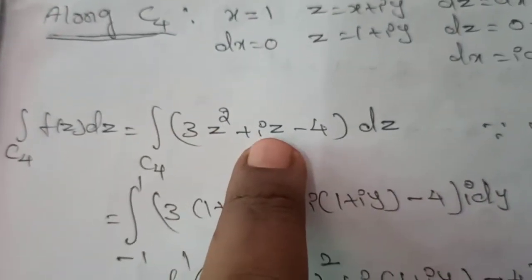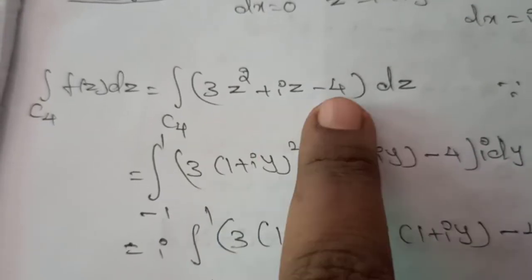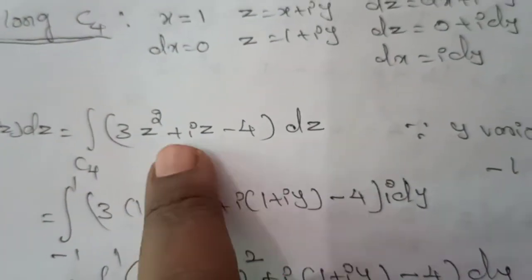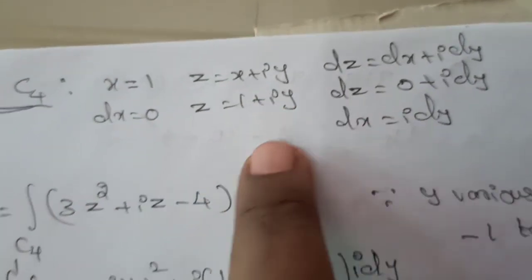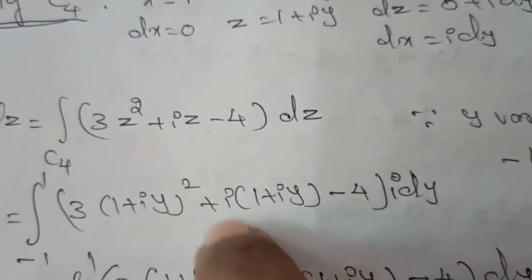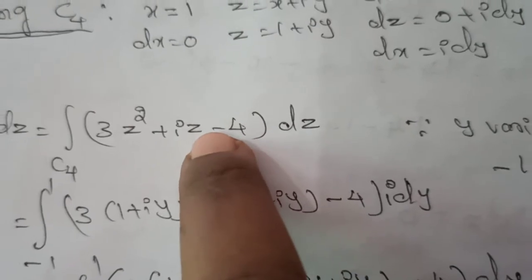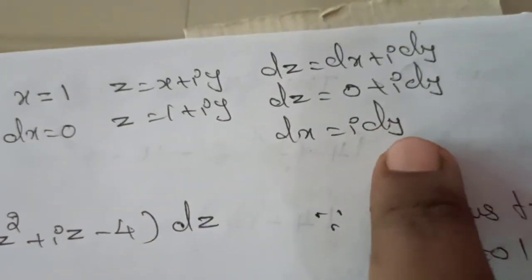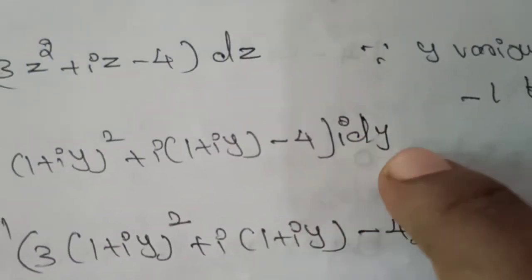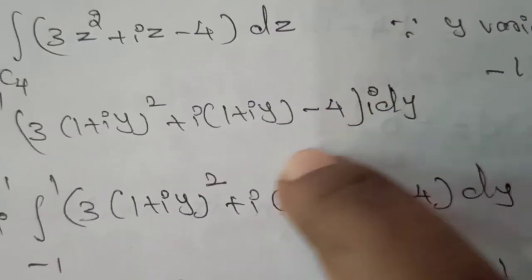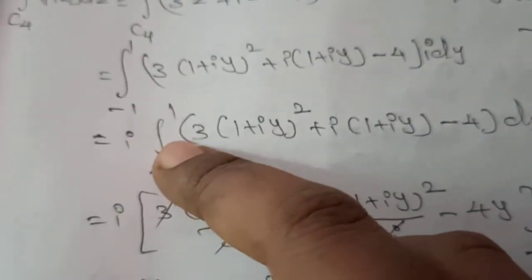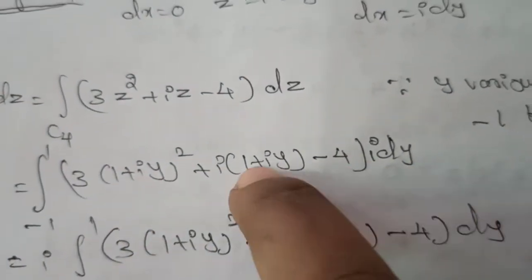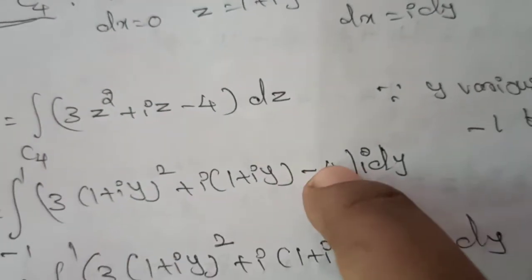Next, substitute the f(z) value and dz value. The variable z can be replaced by x and y. So 3 times z, that is (1 + iy) the whole square, plus i times z, again substituting 1 + iy, minus 4, times dz, which is i dy. Here i is a constant, so take it outside: i times the integration of, actually, here all the terms have only y values, so we need the y limits.